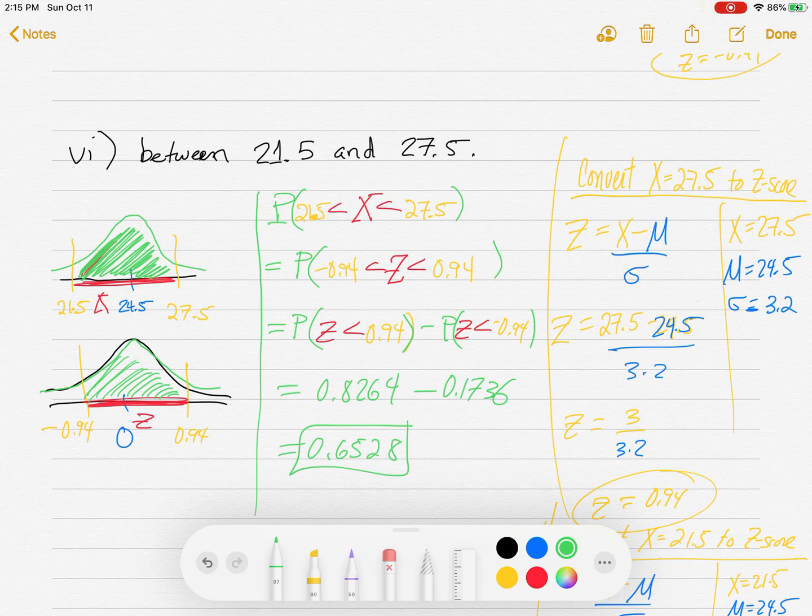0.8264 minus 0.1736, and we get 0.6528. Okay, so this is finding probabilities. Oh, wait, did I finish this problem? I'm not quite finished, right? We wanted the percentage of U.S. men that had a body mass index between these values. So we want a percentage. So we've got to move the decimal 2 to the right, right? We get 60.